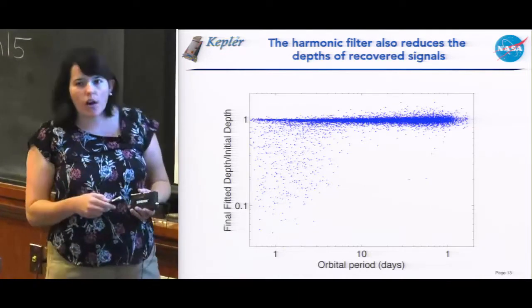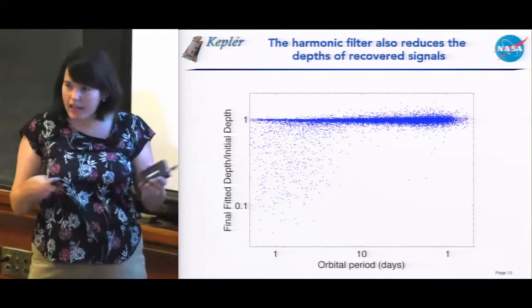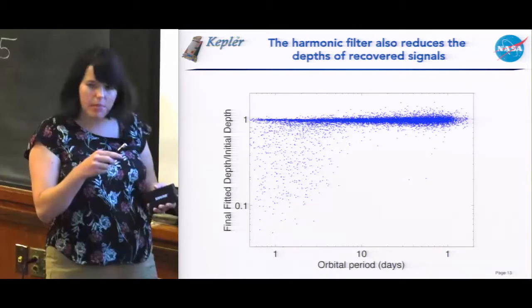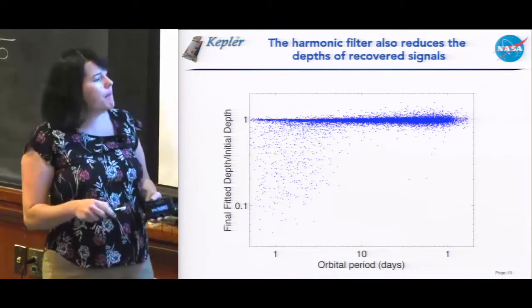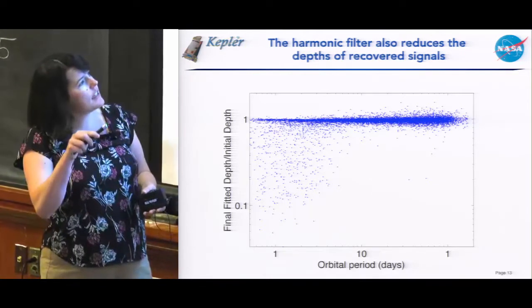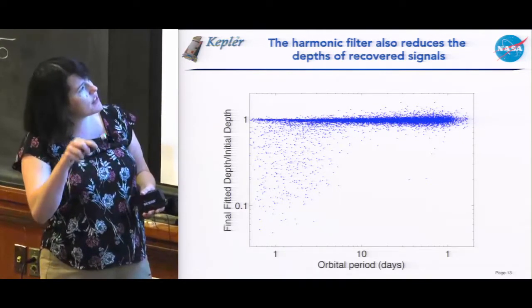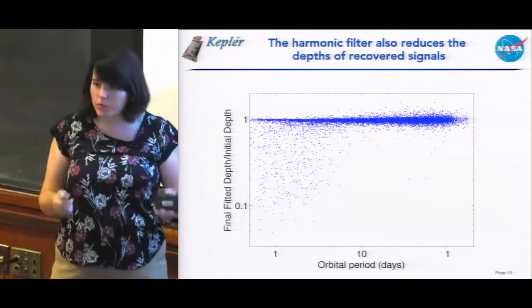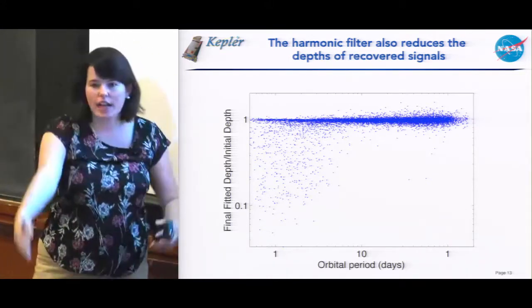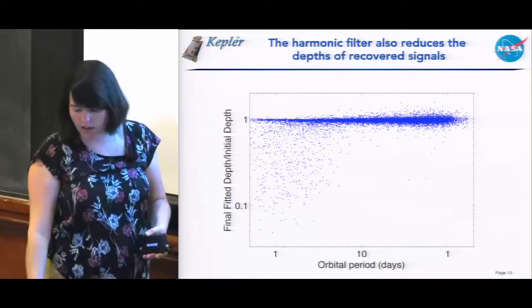So this is the ratio of the final depth that got fitted at the end of the pipeline versus the injected depth. So 1 means that we've recovered it at the right depth. This is period here. And so you can see, again, for these short period things, so this is like 3 days, for things below 3 days, there's this large population of things where the depth was really changed. So it's another thing you need to fold forward when you're thinking about occurrence rates.